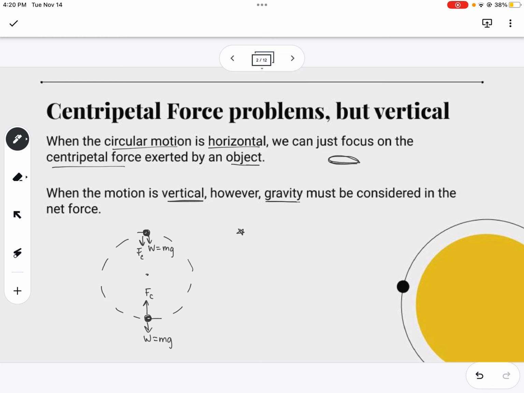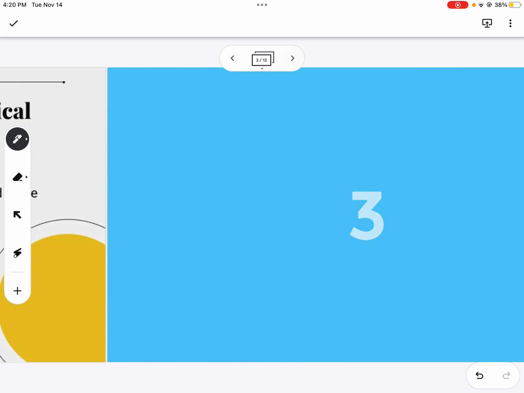So we're going to be talking about roller coasters, Ferris wheels, stuff like that. Anything that has a vertical circle. We'll have some problems like a vertical washer on a string. The washer on a string problem is a little more generic for us, just to get comfortable with what we're talking about. But we do get into roller coasters.